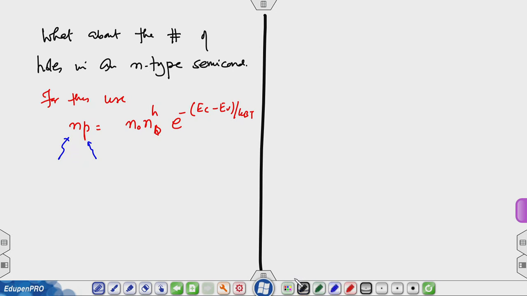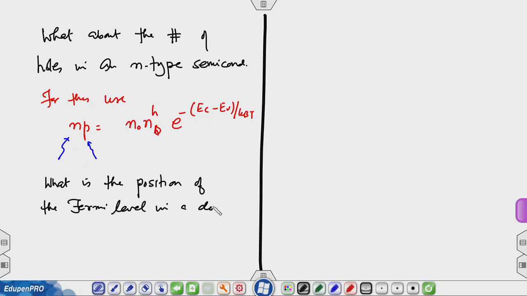I want to give you a question here. What is the position of the Fermi level in a doped semiconductor for both n type and p type? Is it at the donor level, at the acceptor level, somewhere in between, or at half the band gap? Please explore this.